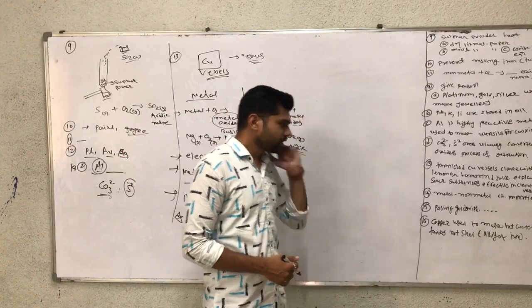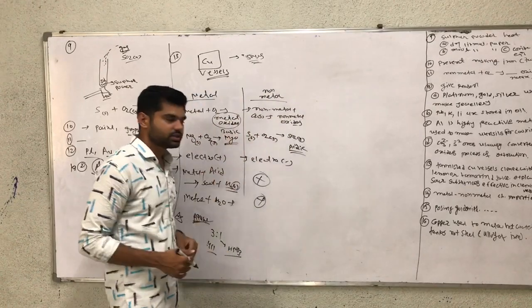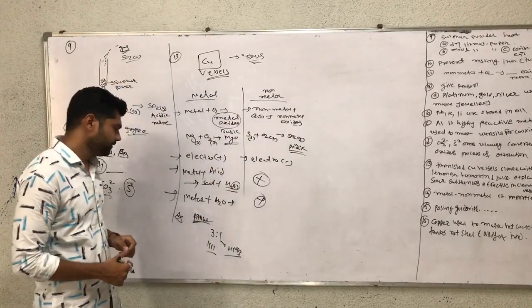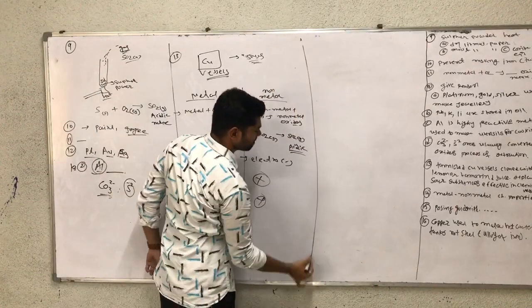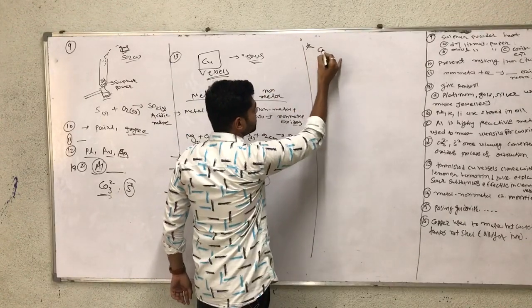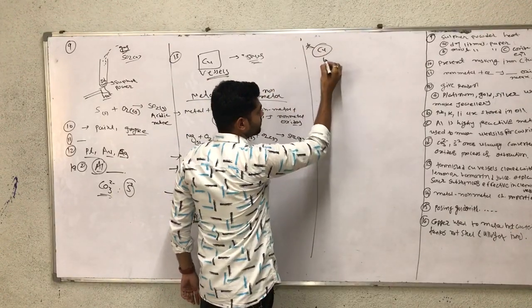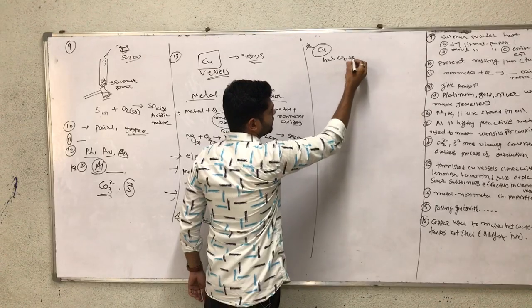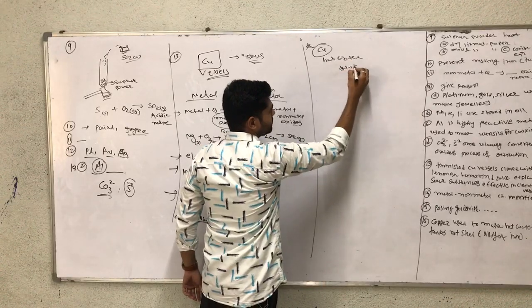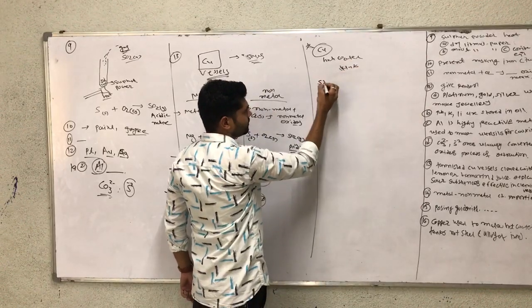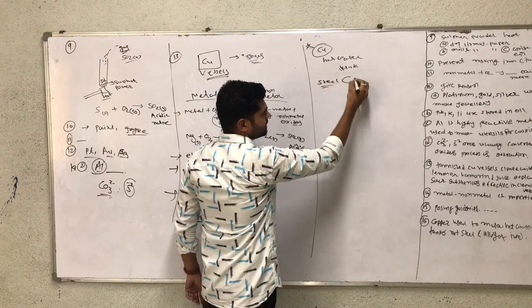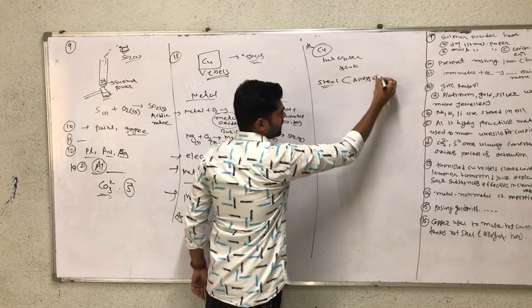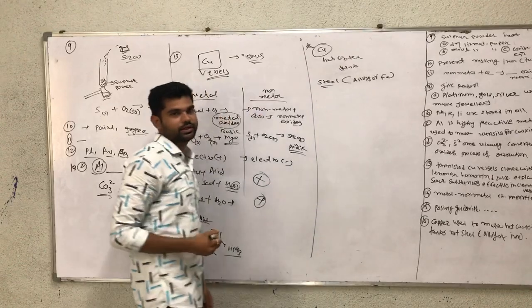Last question. Cu is used to make hot water tanks, not steel, an alloy of Fe. Cu is used as a hot water tank, not steel. Steel is an alloy of Fe, iron.